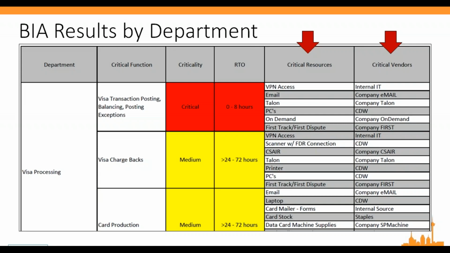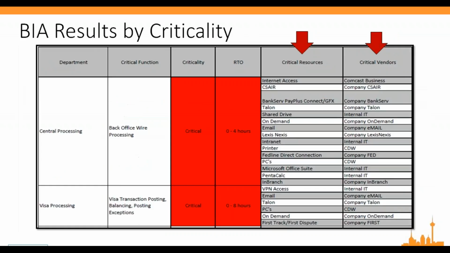So for example, on the slide that you're looking at here, the very first column shows the department. The next column is the critical business function and the criticality and recovery time of that business function. This report also shows you the supporting resources as well as the supporting vendors for the particular critical business function. So once you collect all of that data, it's how you organize it and what you do with it.